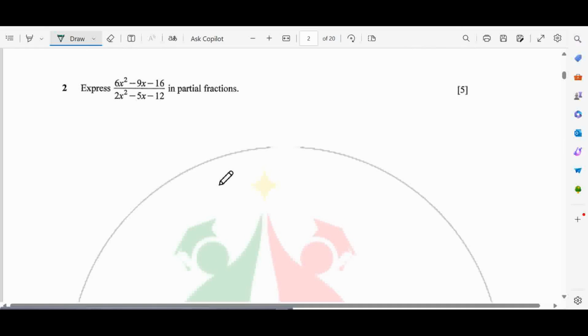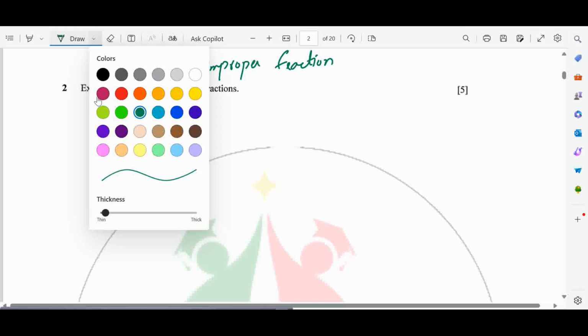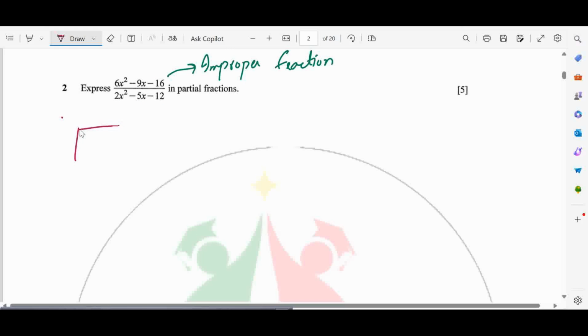Now in question number 2, we have to factorize it. We can use factorization, but we have to express this in partial fraction form. But before partial fractions, we can see that this is an improper fraction. How can we say that this is an improper fraction? Because the highest power of the denominator and numerator is the same. So first we just need to divide it.